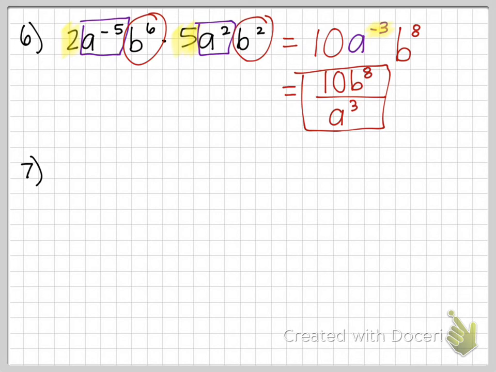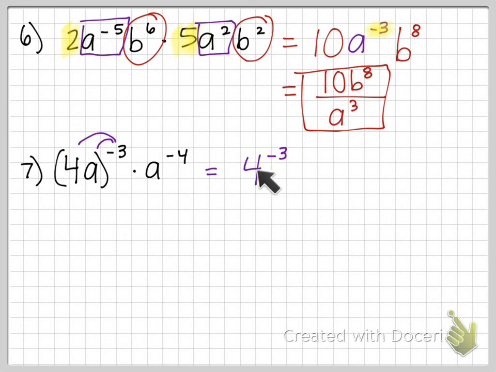Okay, and number 7. Last one. We're going to distribute that negative 3 in. Now, watch this one, because this is 4 to the negative 3. People get confused with numbers. 4 to the negative 3, right? Leave that there for now. We also have a to the negative 3 times a to the negative 4th. So I just rewrote a to the negative 4th over here.